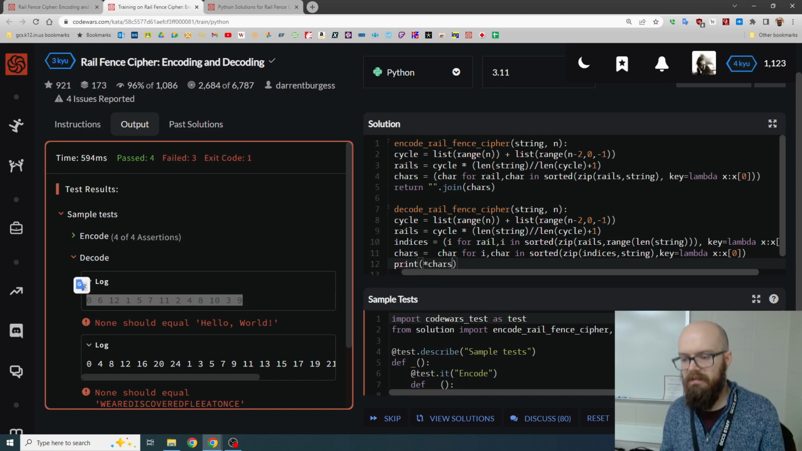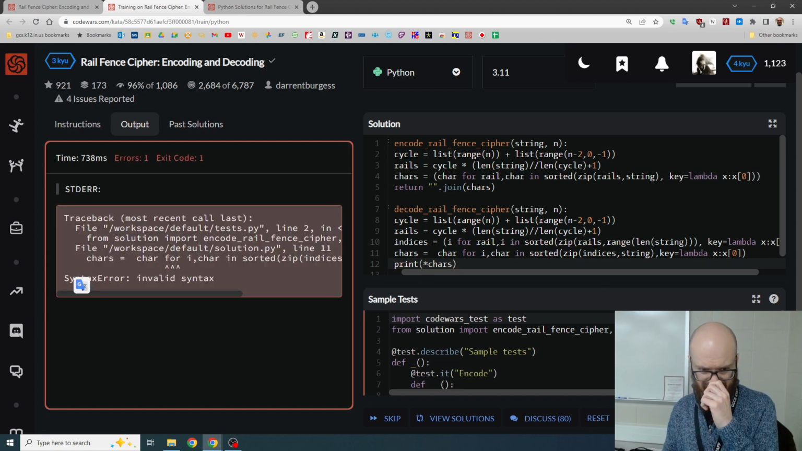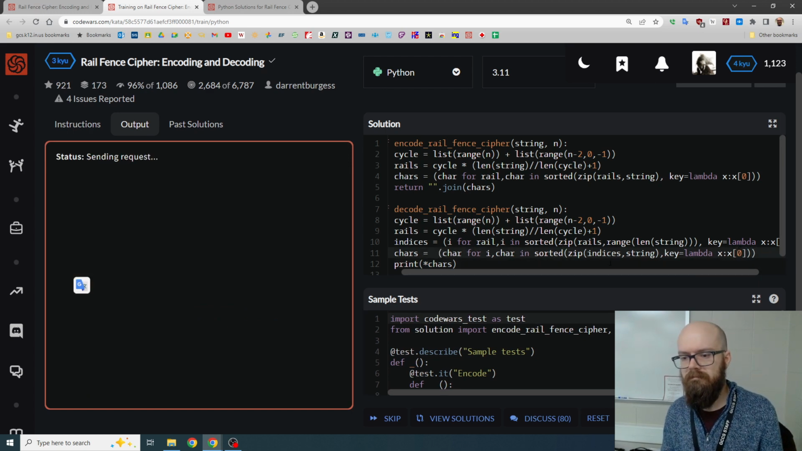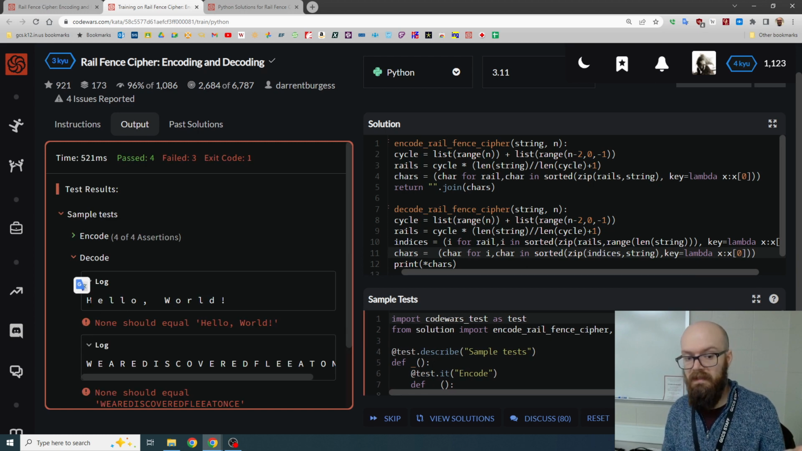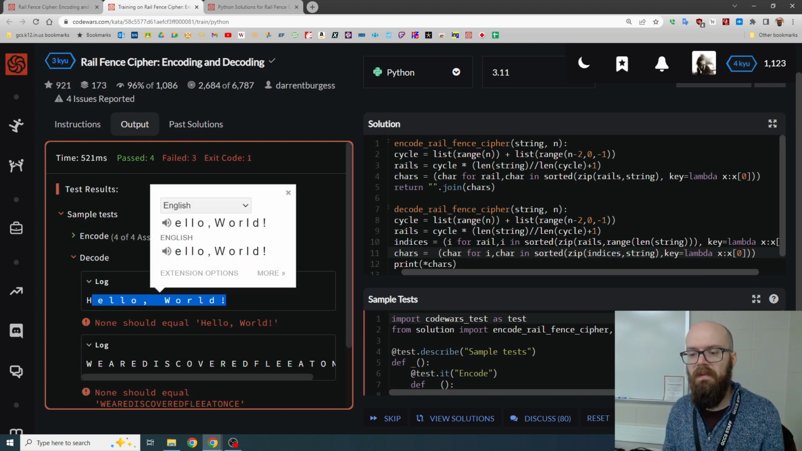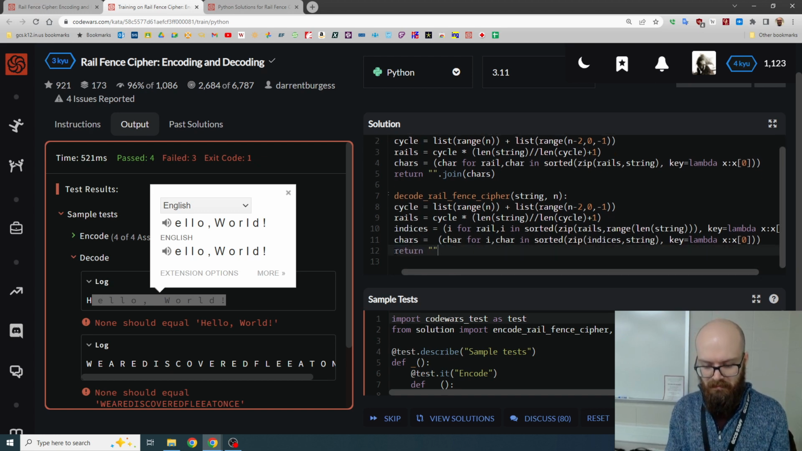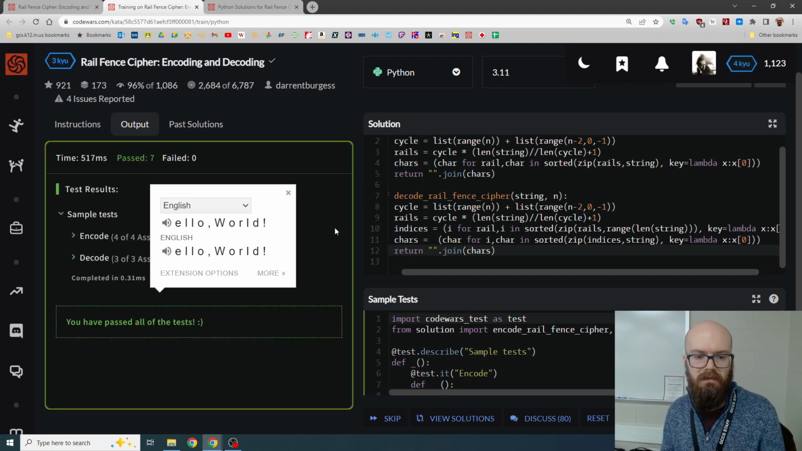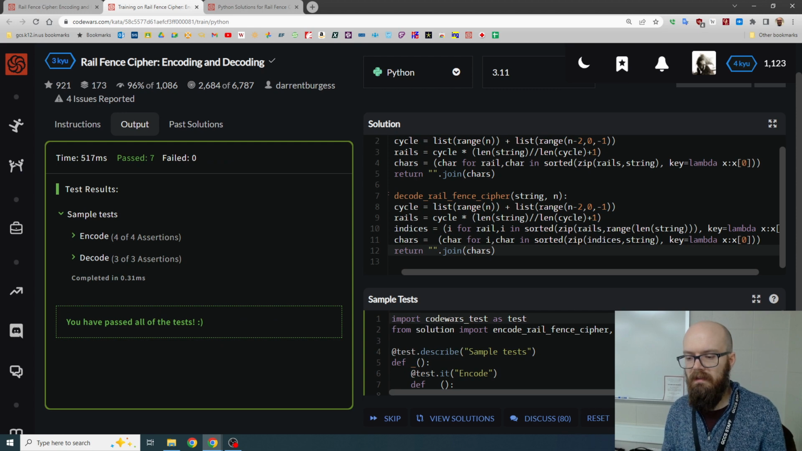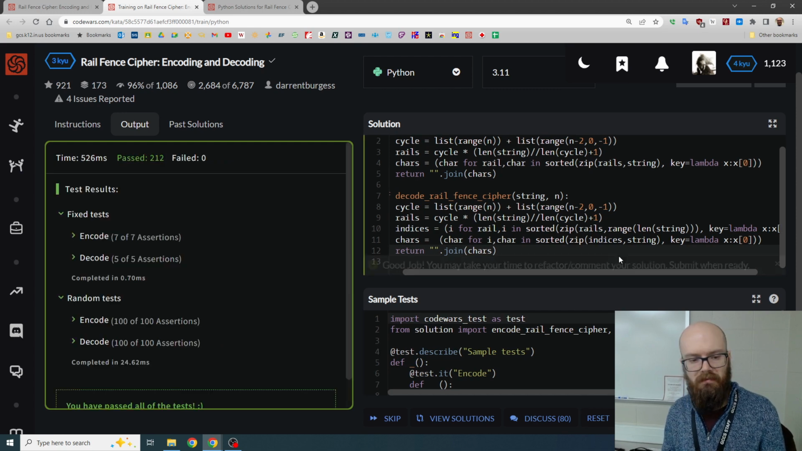Print star chars, and nope. What did I do? Oh, I need parentheses on here, and then maybe another one over here. Beautiful. See, we're getting somewhere. And then space it out to look nice. And then we're going to return join of chars. Hey, look at that. I love it. I'm going to test them out real quick.